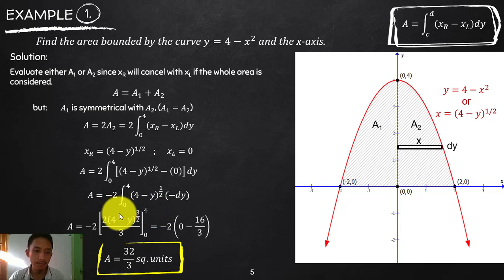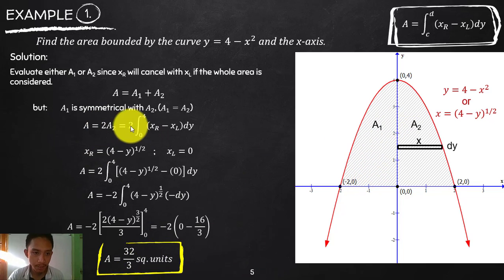So substitute the upper limit, that is 0, lower limit, that is 16 over 3. So minus always, upper minus lower. Then you have there negative 2. So again, this is negative, it will become positive. 2 times 16 is 32 over 3. So that is our area, okay, for the total.